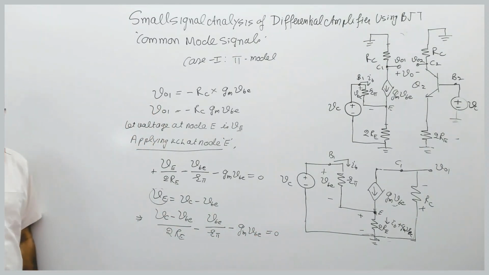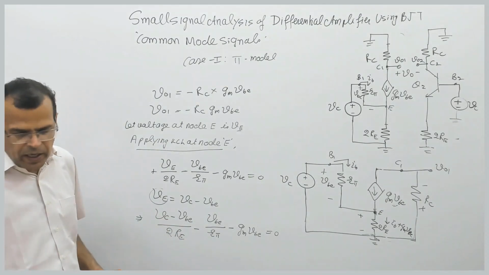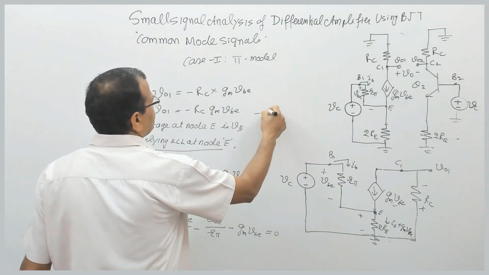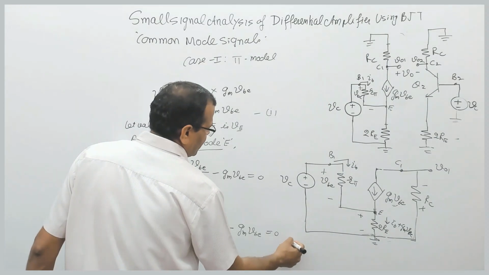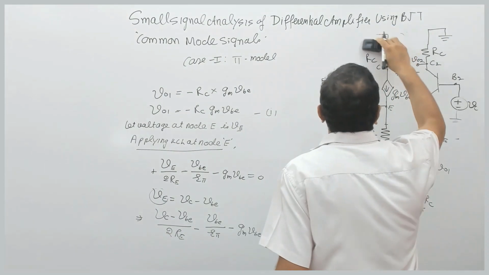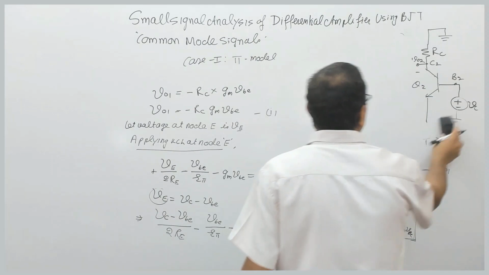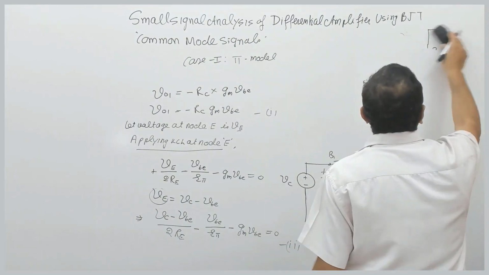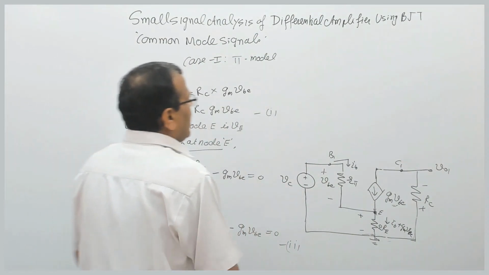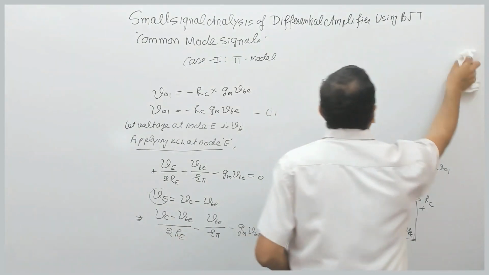So from here I can relate the voltages VC and VBE, and this is equation number 1, this is equation number 2. Fine. So let us proceed here. I will now try to find the gain of the amplifier, but before that let us write the relationship between VBE and voltage VC, that is the common mode input voltage.